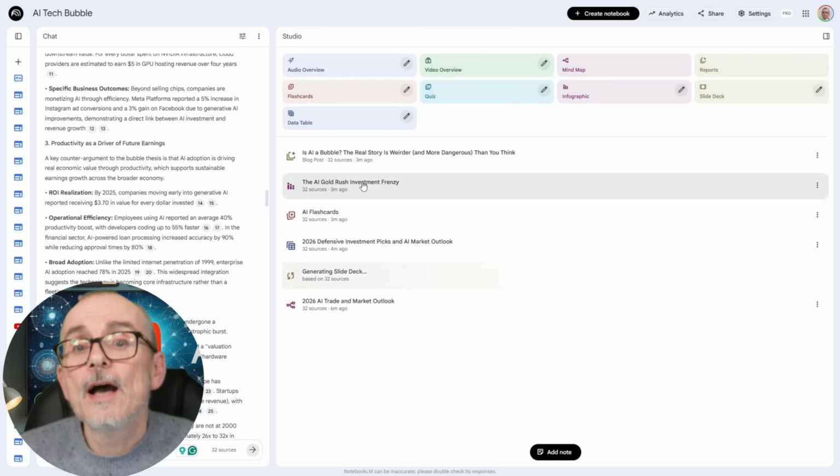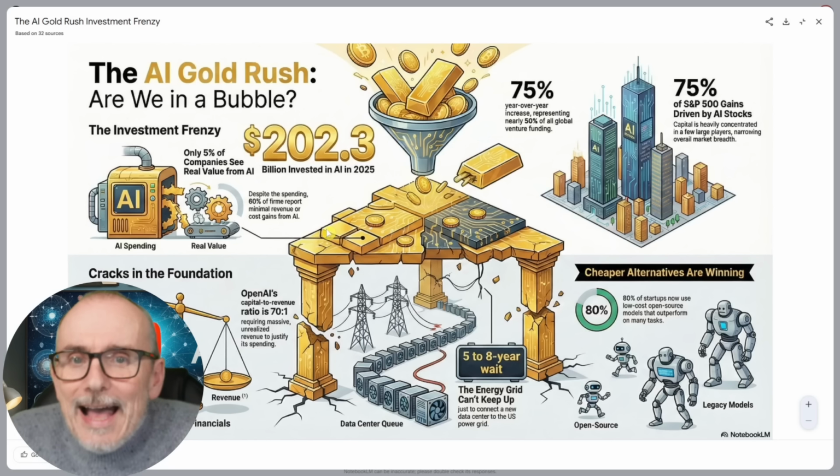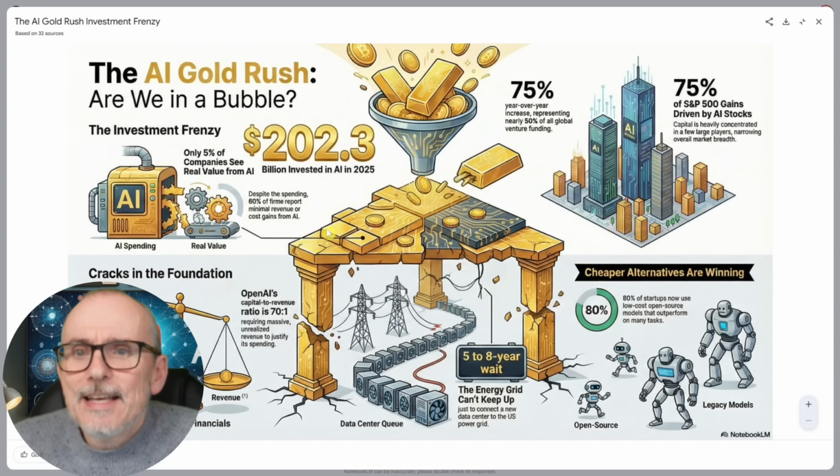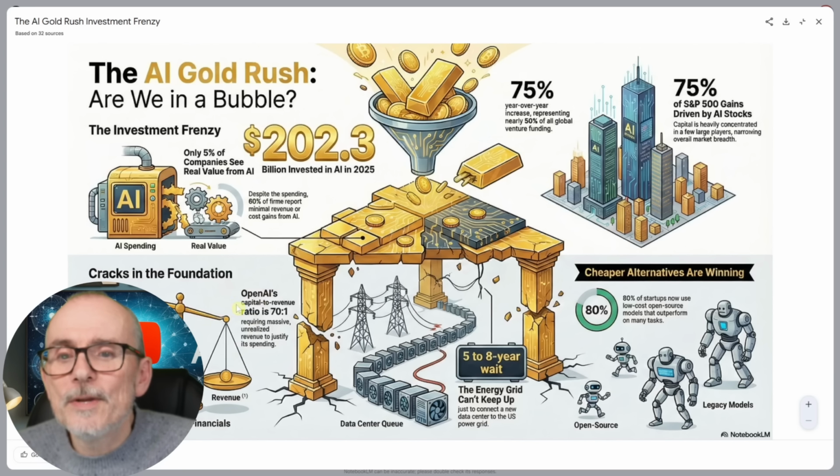Very, very cool. And then we have an infographic, the AI gold rush. Are we in a bubble? Investment frenzy, AI spending. Only 5% of companies see real value from AI. 202.3 billion invested in AI in 2025. We've got spending, OpenAI's capital to revenue ratio 70-1.